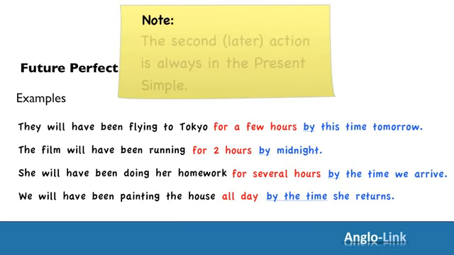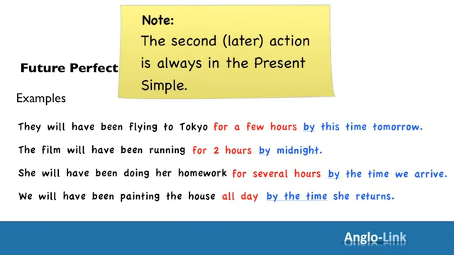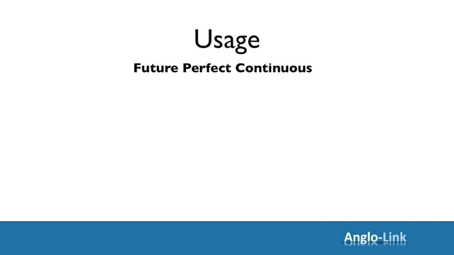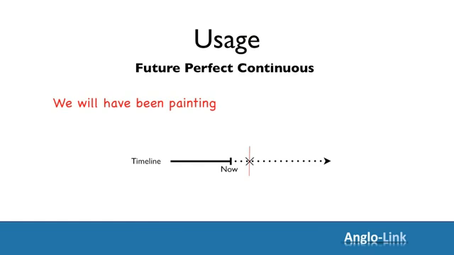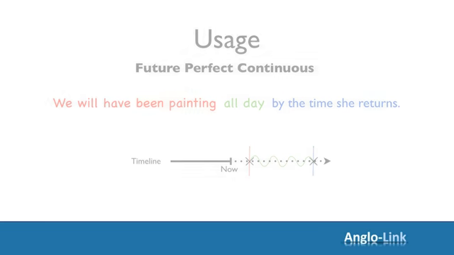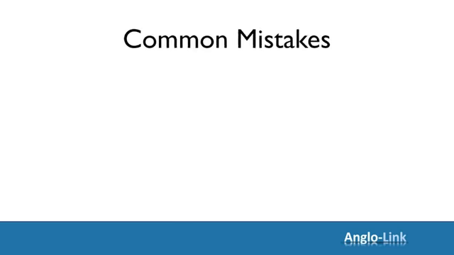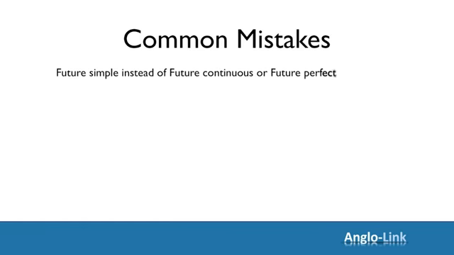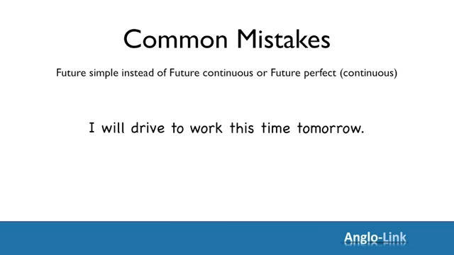Once again, note that the second or later action is always in the present simple tense. By the time we arrive and by the time she returns. Let's have a look at the timeline for this tense. We will have been painting all day by the time she returns. Right, let's wrap up by looking at some common mistakes. The most common mistake is using the future simple tense, I will do, instead of future continuous, future perfect, or future perfect continuous. Let's look at some examples.